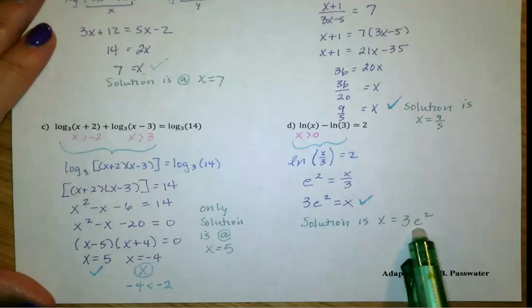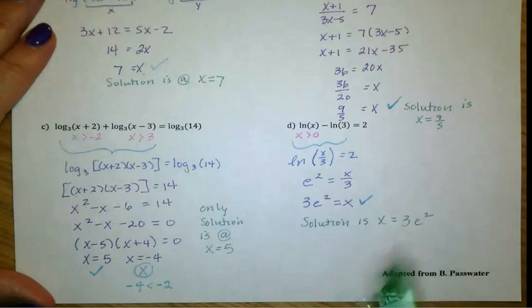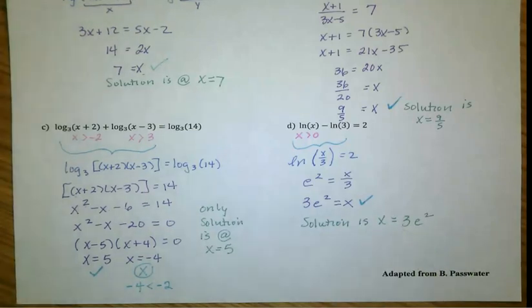E squared is a number a little bit bigger than 7, somewhere around 7.3, times the 3 just produces a number here. So that's my solution. Okay, so that's our problem wrap up for example 3. Now let's take a look at example 4.